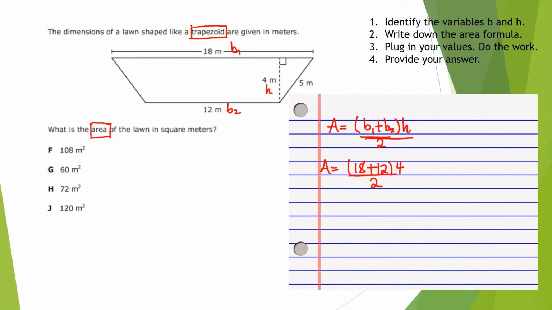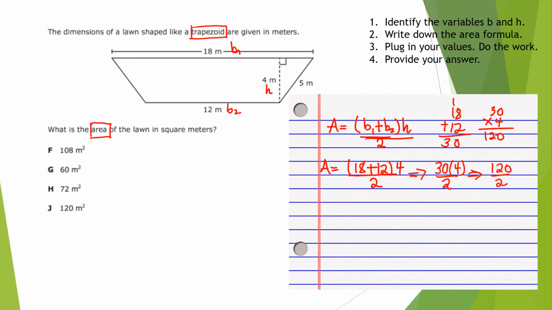Remember, whenever we're dealing with the trapezoid, we want to treat it like we're doing our order of operations. So we're going to do everything inside of the parentheses first. So 18 plus 12. I'll show my work to the side. It's going to be 30. So I'm going to come over here. We're going to have 30 times 4, divided by 2. Remember, 30 times 4 should give you 120. So 120 divided by 2.